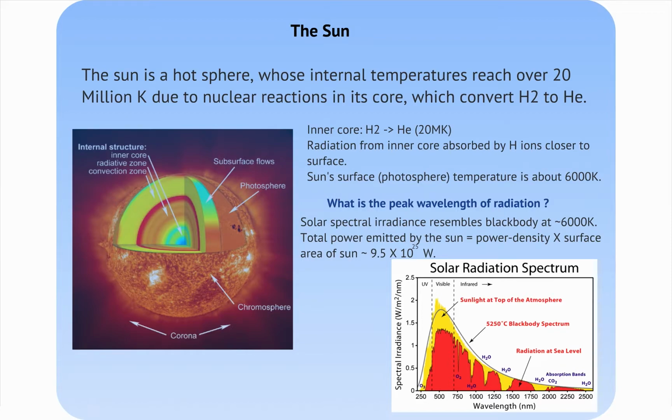In any case, our current understanding of the sun is that it's a hot sphere composed primarily of plasma. The internal temperatures can reach over 20 million Kelvin, so it's really hot.